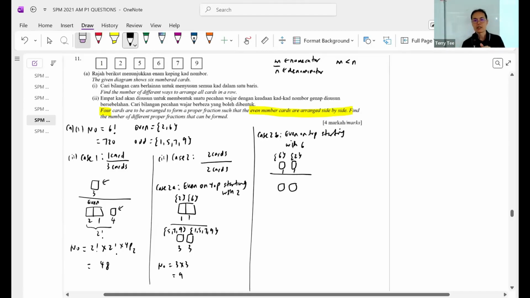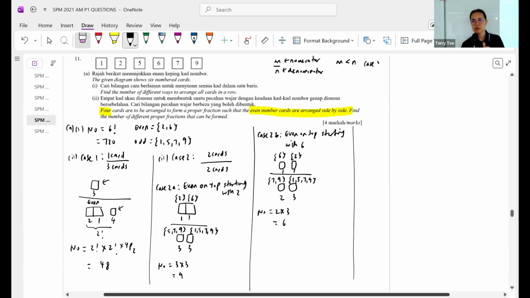Okay, how about the odd? I cannot start with 5 anymore. I cannot start with 1. I must start with 7 or 9 because my denominator must be bigger. Then the rest is 1579, but you got to reduce by 1. Now this one, how many ways? 2. Reduce by 1, 3. Number of ways will be what? 2 times 3, 6. Okay, this is only case number 2B.